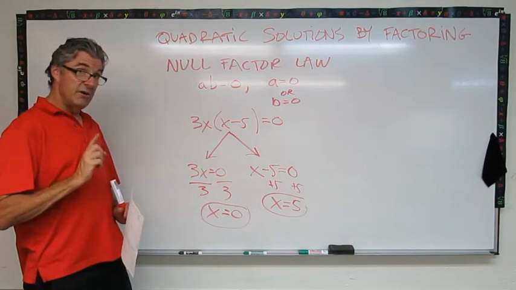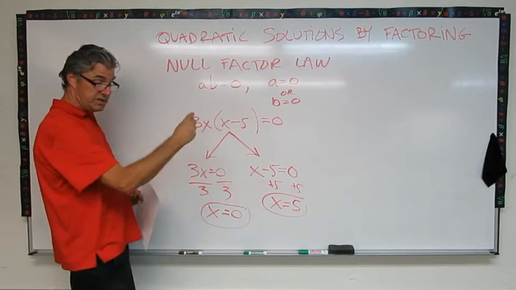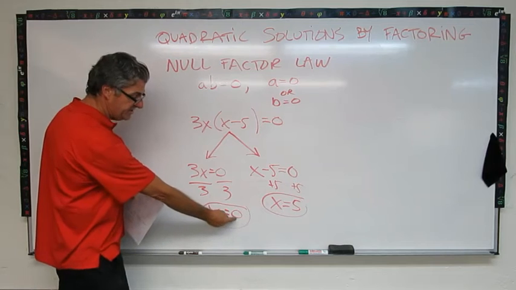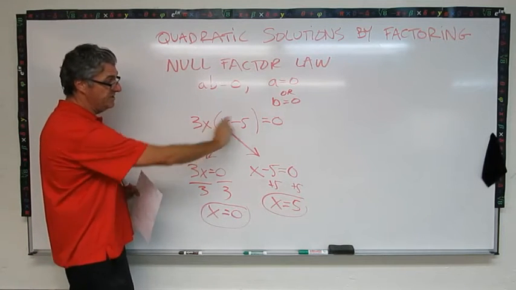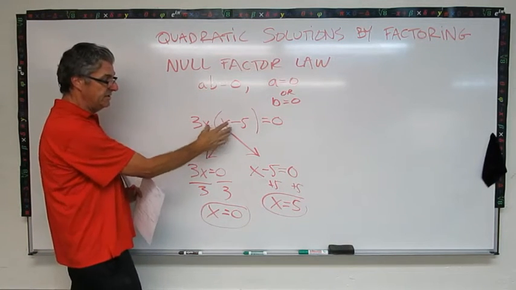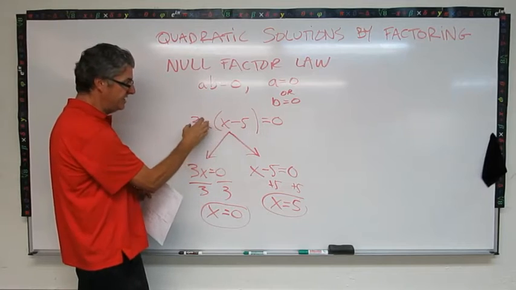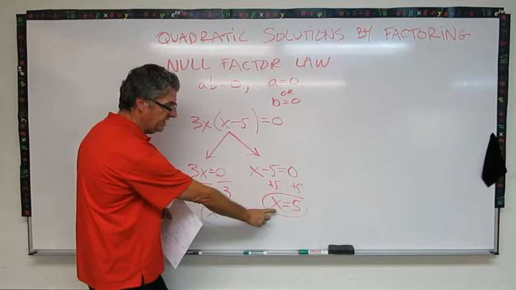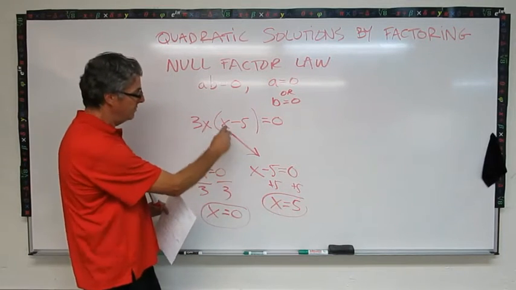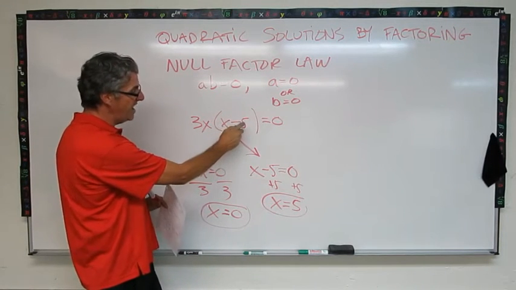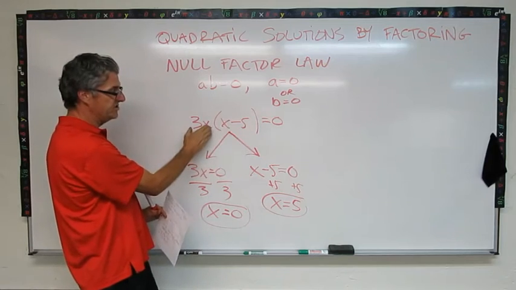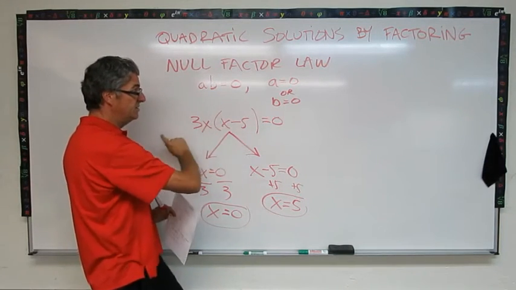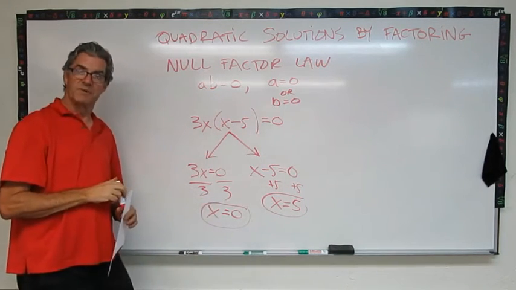Okay. Now, one thing to note is you can check your work just by plugging back in. If x is 0, then this part of this equation is going to be 0. Doesn't matter what x minus 5 is. Since this is 0, the whole thing is 0. Same thing for plugging in the 5 that we found over here. Put in the 5 for x. x minus 5 is 0. Doesn't matter what this term's going to be because this one's 0, so the whole thing is 0. Okay?